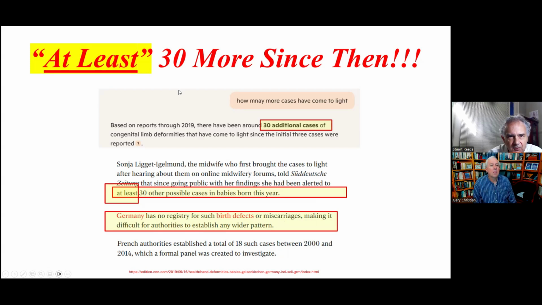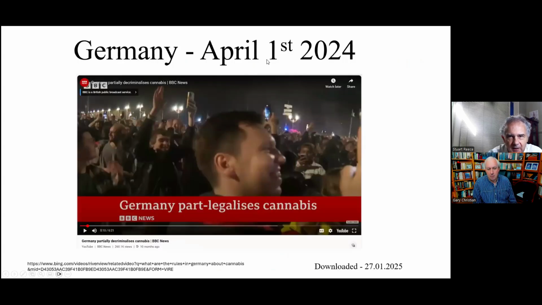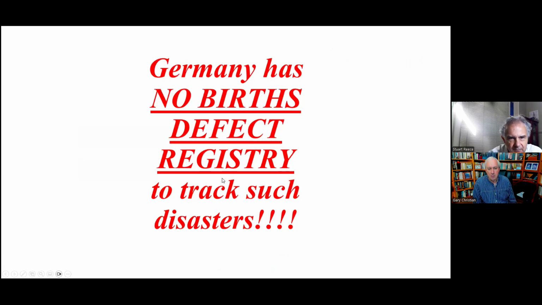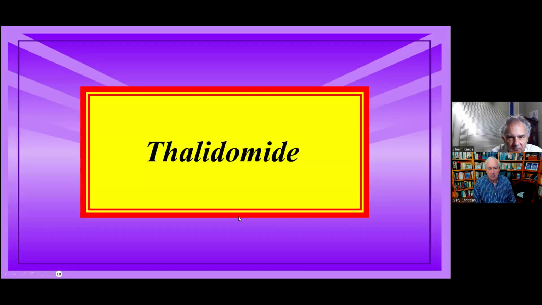But it's extraordinary. They had a midwife blow the whistle. She had 3 cases and another 30 turned up. And we know that cannabis use is becoming more common in Germany, who legalized medical cannabis on the 1st of April last year. So Germany has no birth defect registry to track such disasters.